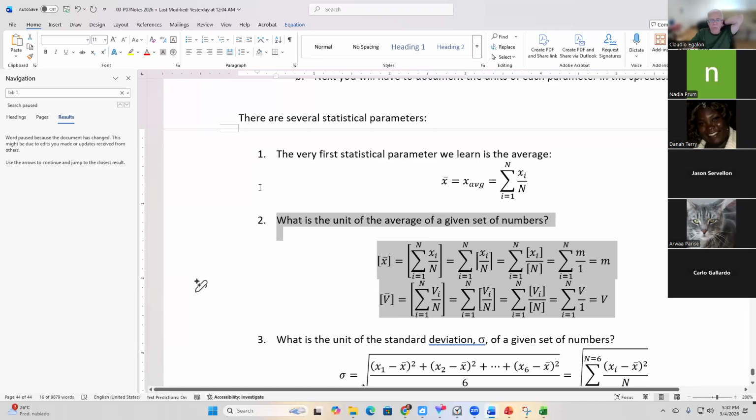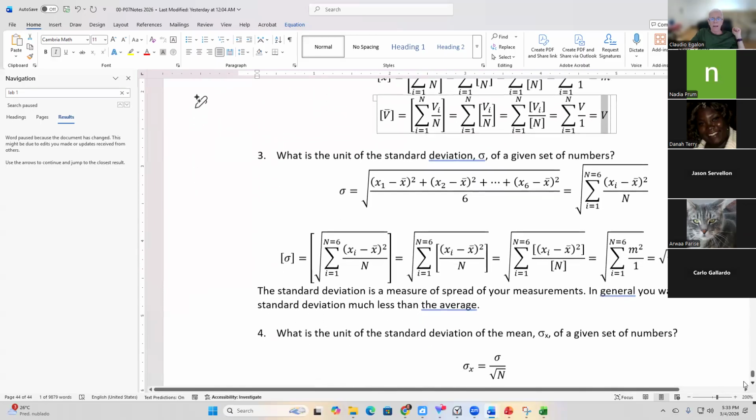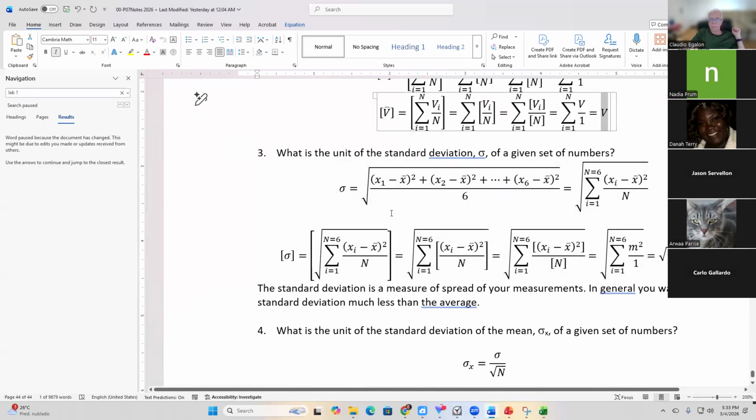If you do the dimensional analysis of this equation, you'll be able to find out what is the unit of the average of a quantity. The unit of the average of different coordinates, different positions, is going to be the meter. The unit of the average of a voltage is also going to be a voltage, in volts. Now, what about the standard deviation? We talked about the standard deviation. That's the equation for the standard deviation.